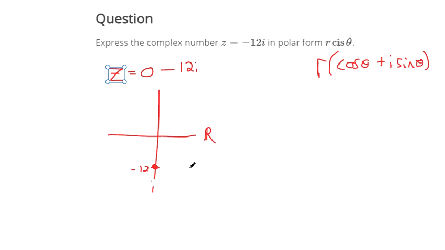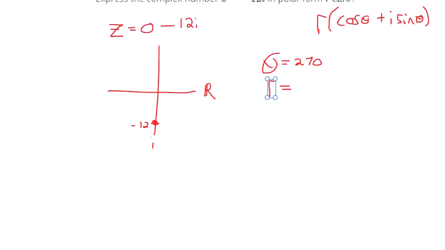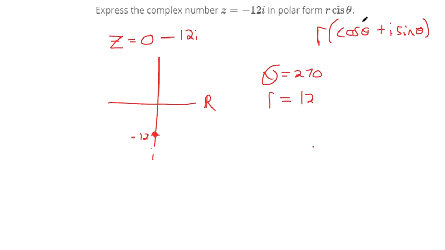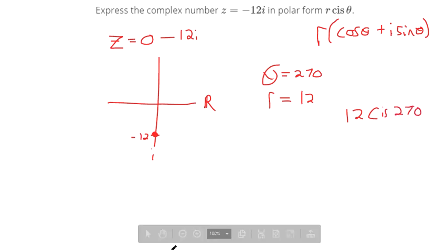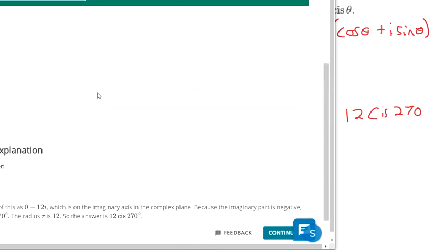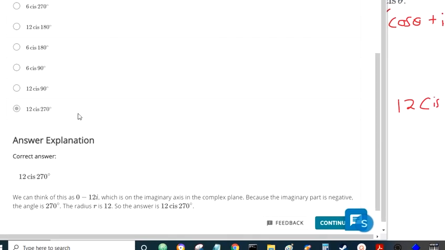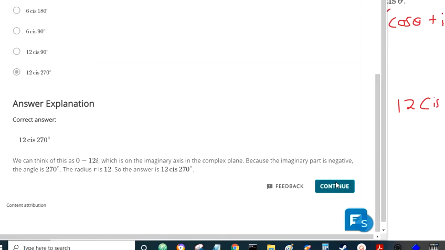So in order to convert it to polar form, the angle here is 270 or negative 90 degrees, whichever one. So theta is 270. And r is going to be 12 because it's 12 units away from the origin. And so we have everything they want for r cis theta. R is 12, and theta is 270. Let me see what they got for multiple choice selections. Yeah, that's all they want. They just want you to identify r and theta.